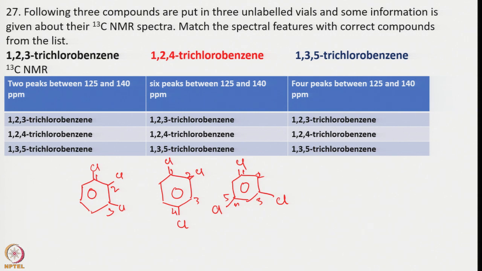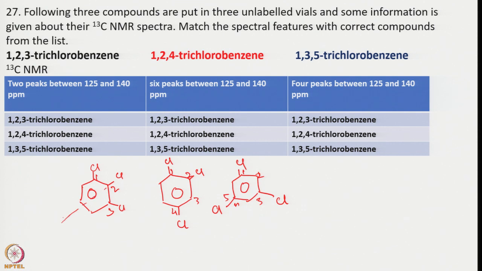Now, if we just look into the different distinct carbon signals for each one, then answering these questions shouldn't be a problem. If you look into this one, of course, you can see that rotation is there. So as a result, this is 1, this is 2, this is 3, and this is 4 signals that can be seen here. And in this case, all 6 are different, whereas in this case, we'll see only 2 signals here. So that means two peaks between 125 and 140 will be for 1,3,5. So you can take this one here.